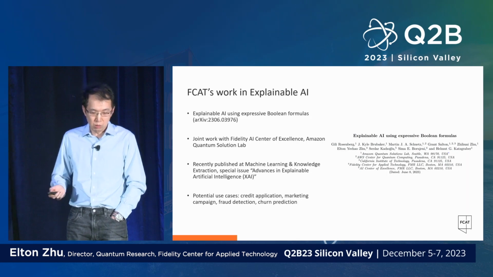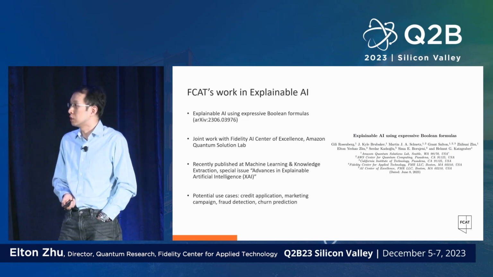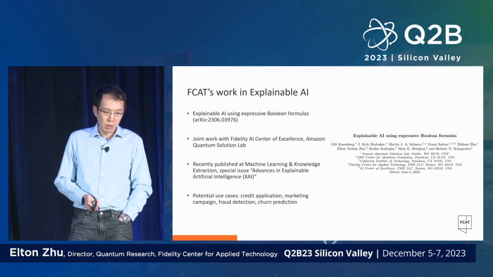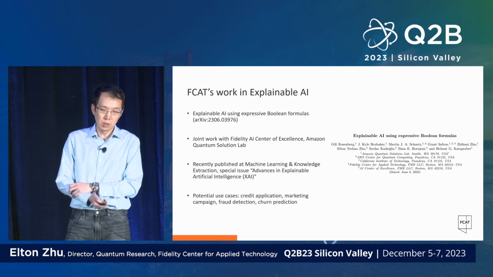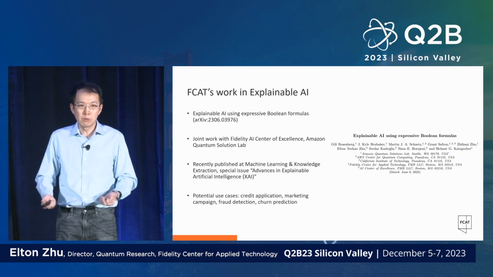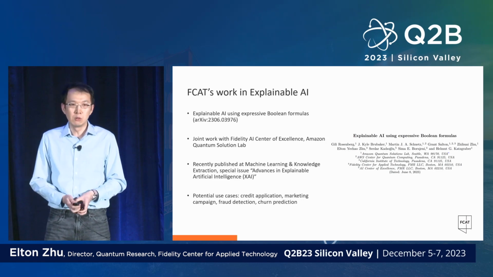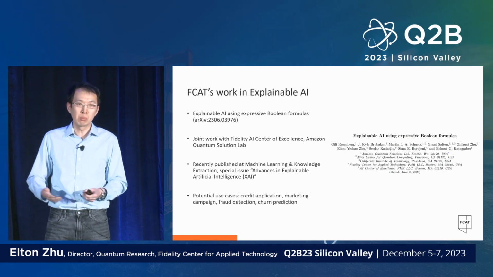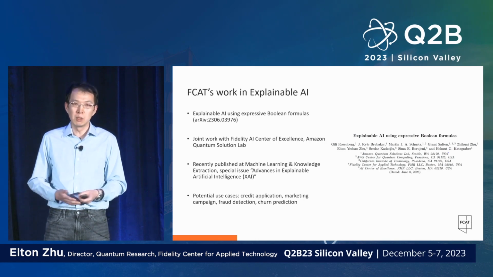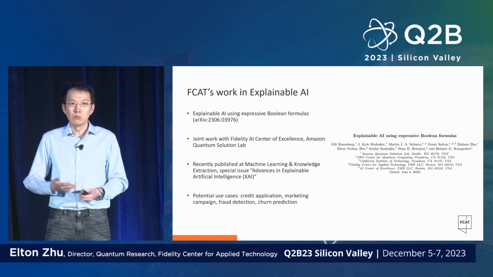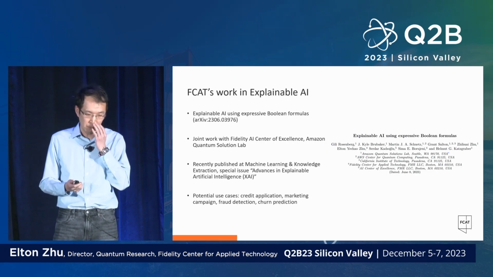And also, in terms of potential use cases, we think that this is widely applicable to a lot of different industries. For example, credit application. Suppose you apply for a credit card and get rejected, the bank will probably send you a letter explaining why you are being rejected. Maybe your history is too low. Maybe you have too many accounts. In that case, we can't have a black box model that tries to make the decision.